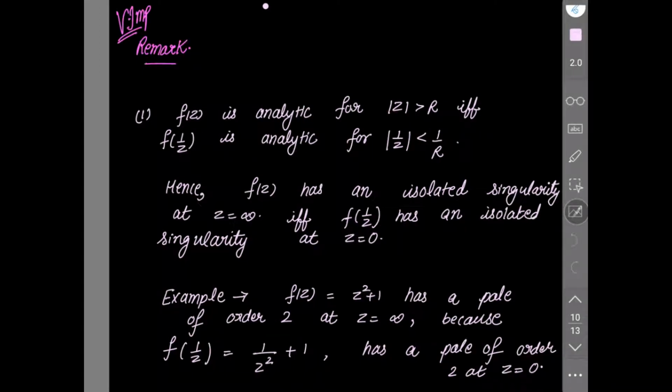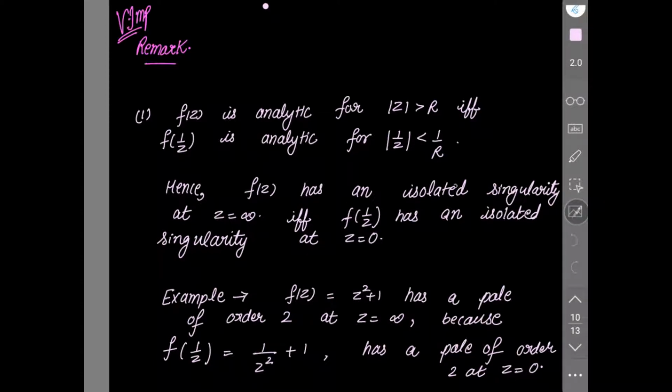There are some remarks which are very important and also very useful in NET entrance exams. It is written that f(z) is analytic for mod z strictly greater than r, that means outside the circle, if and only if f(1/z), just replace z with 1/z, is analytic for mod 1/z strictly less than 1/r. This is your remark.